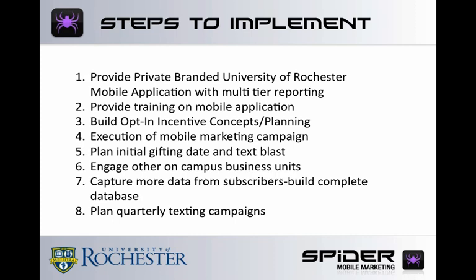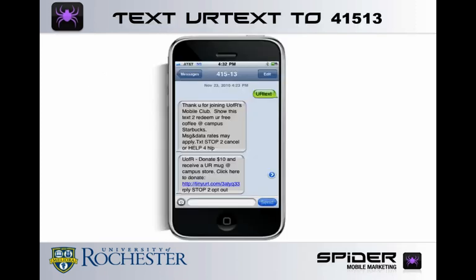The steps that I put in place to provide a private branded University of Rochester mobile application: we did that, training them on the application, building their opt-in concepts, and then executing the concepts. This is where I went to an example of what an actual text would look like, so they can see, as I presented this to the staff and the Alumni Association at University of Rochester, what it would actually look like on a phone. I built that on a slide. In the bottom text here, it says U of R: Donate $10 and receive a U of R mug at the campus store. Click here to donate. When the user clicks that link, they're taken somewhere they can input their information and make a donation to the alumni.